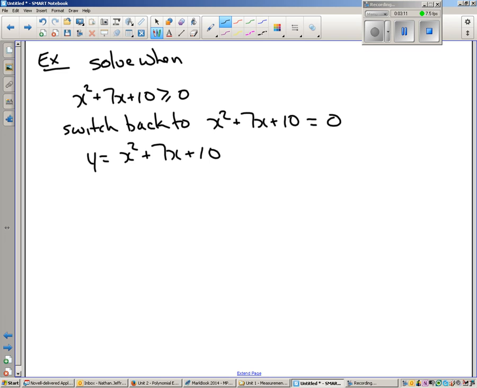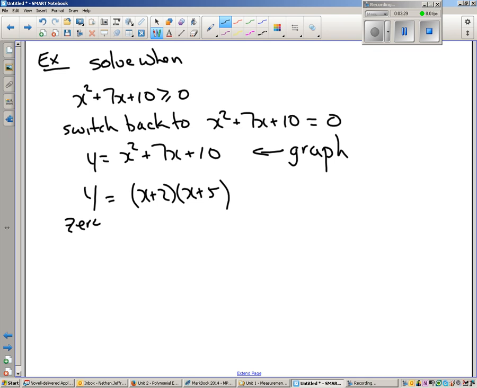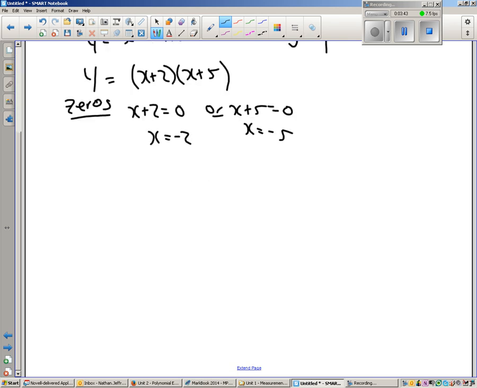How could we graph this? If we were asked to graph this quadratic, what would we have to do? We could factor it. So it factors into (x plus 2)(x plus 5). And then we could find the zeros. We could say x plus 2 equals 0, x equals -2, or x plus 5 equals 0, x equals -5.